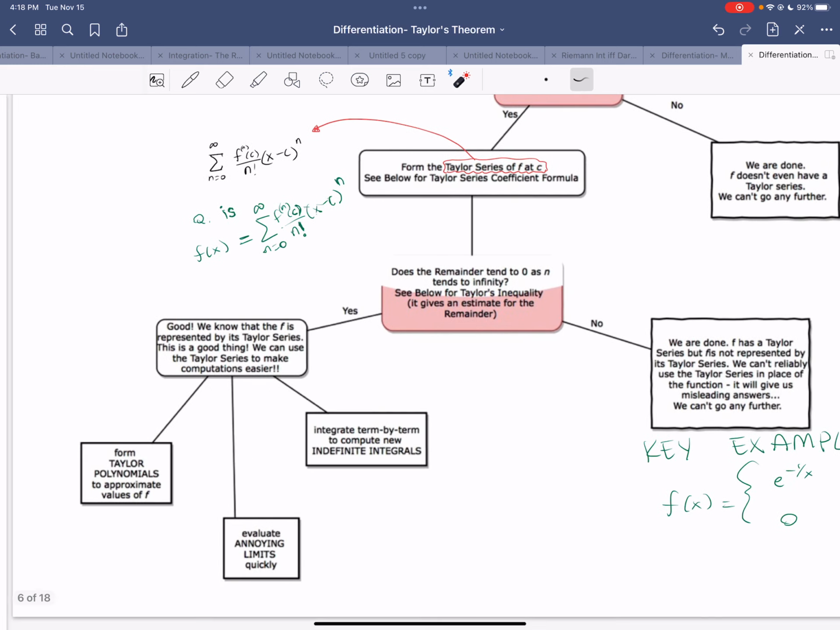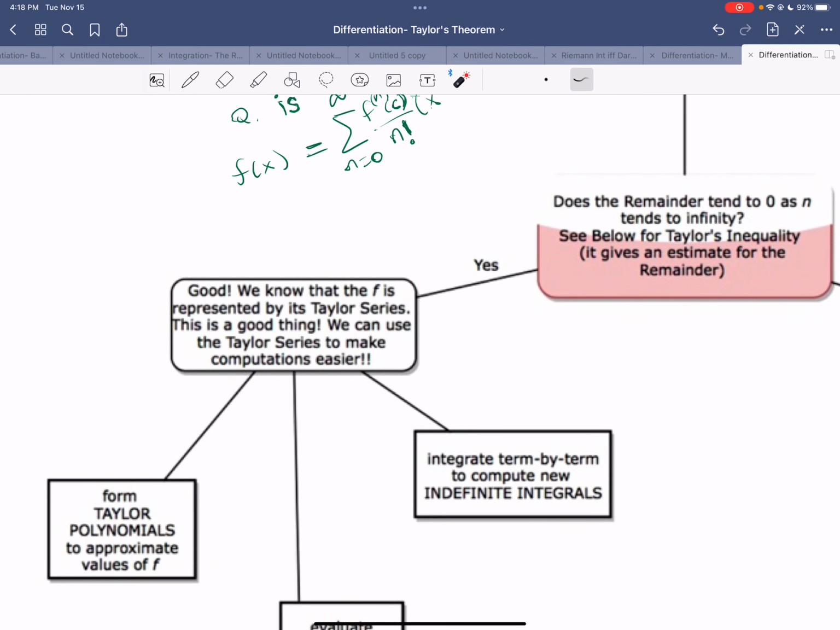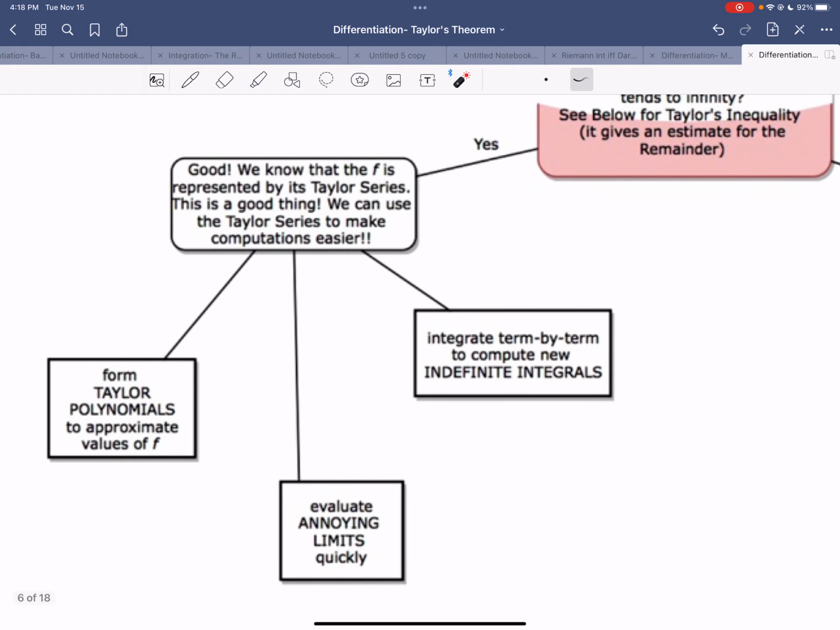On the other hand, suppose your remainder does go to 0 as n goes to infinity. That means, good news, f is represented by its Taylor series. That's a good thing, and we can use the Taylor series to make computations easier. Basically, this means you can approximate f by a polynomial, and it'll be pretty accurate. You can approximate anything by a polynomial if you want to. The question is whether your approximation is accurate. How accurate is your approximation?